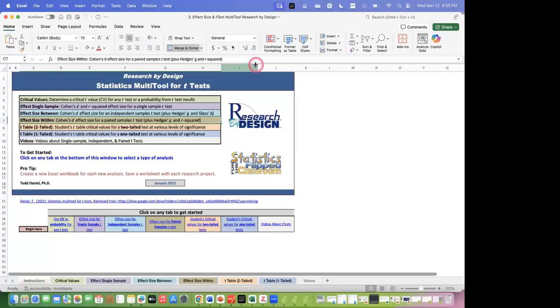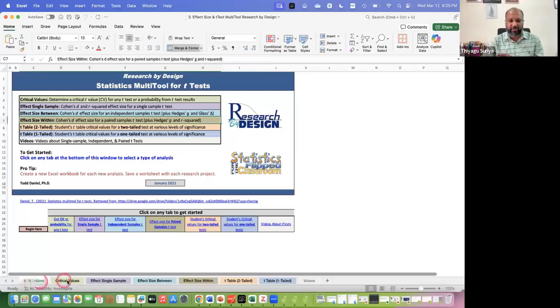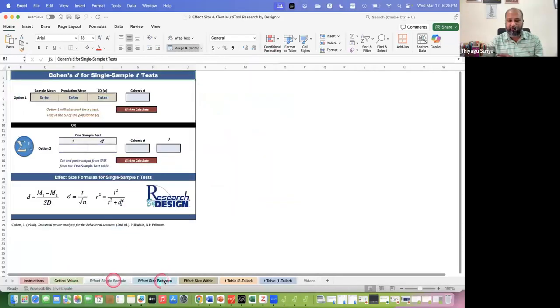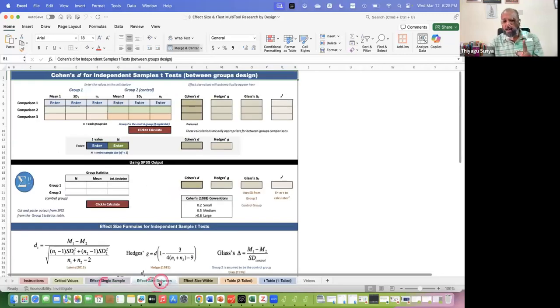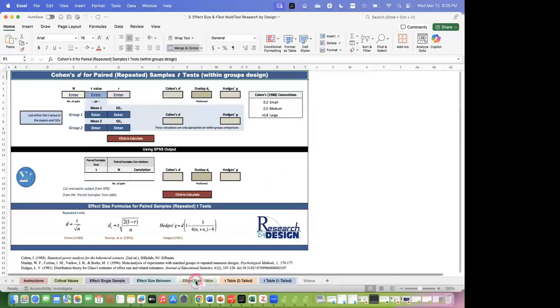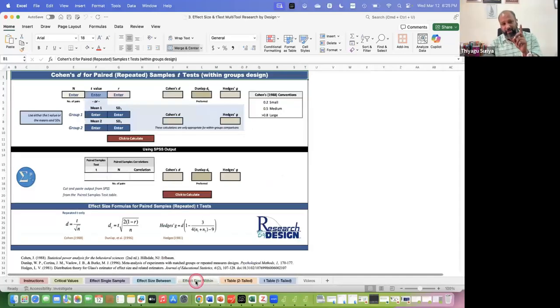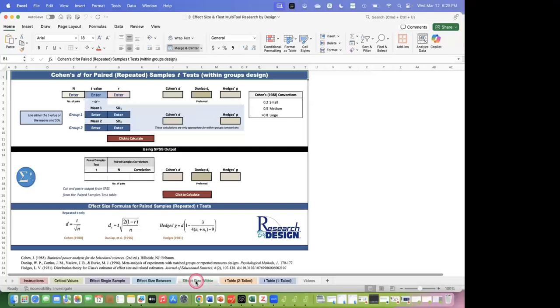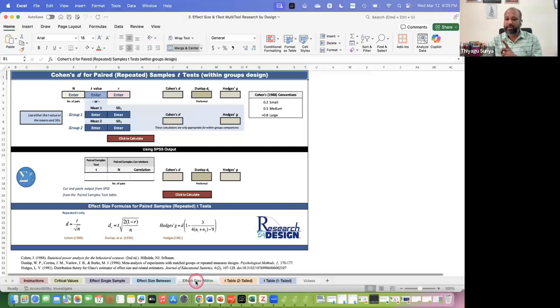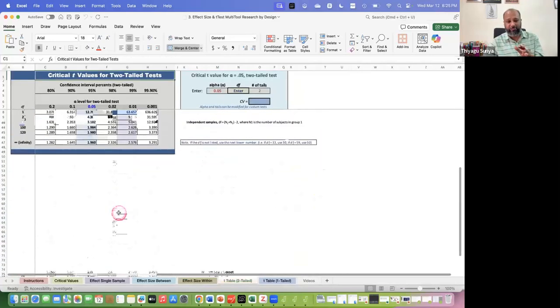Yes, sir. How many of you have downloaded? Right. Now there's an instruction. There's a critical value, effect size single group, effect size between, effect size within. Single group means it's a one sample. Effect size between means what? Effect size for independent sample. Effect size within means what? Within means one paired sample, the paired sample t-test. They have also given the table values.